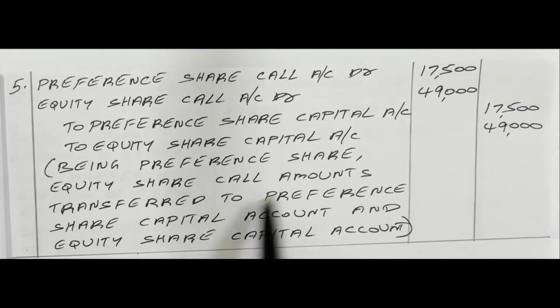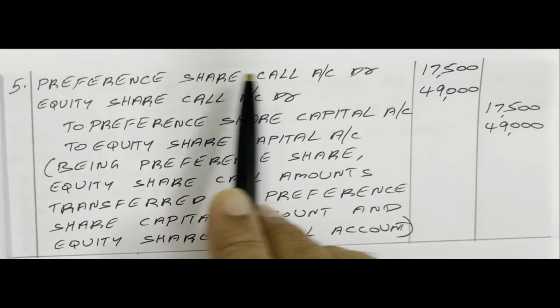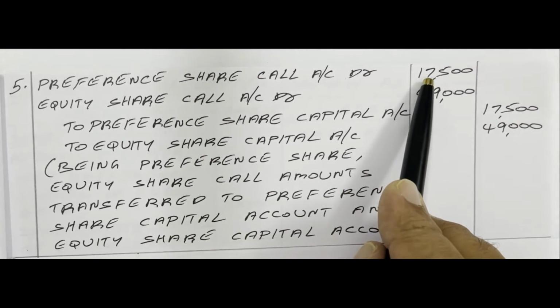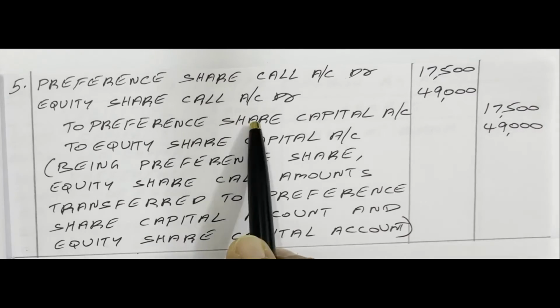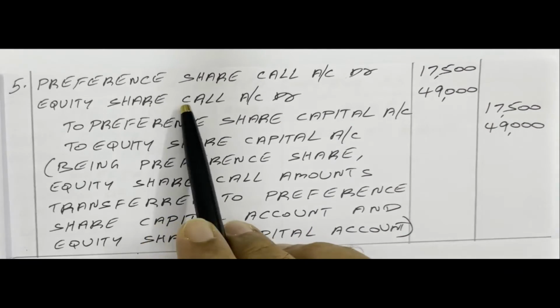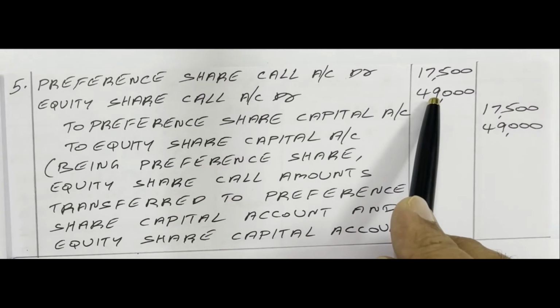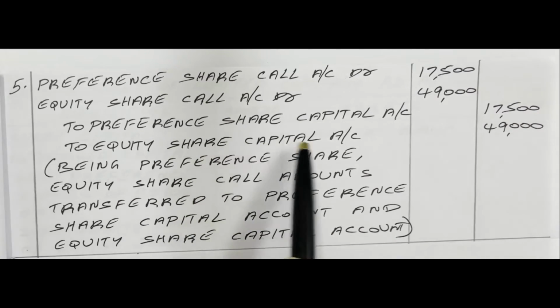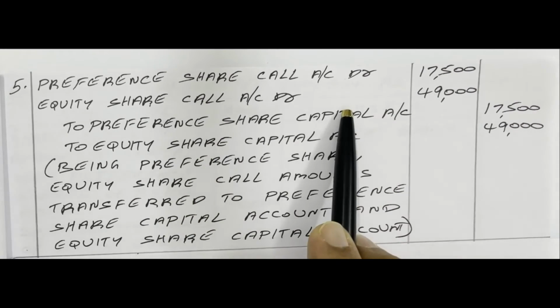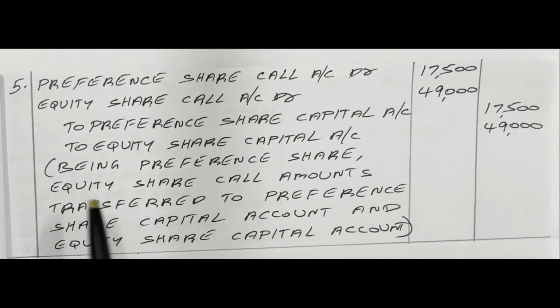Narration. Why are we writing this entry? Preference share call amount 17,500 we want to transfer to the preference share capital account. Equity share call amount 49,000 rupees we want to transfer to the equity share capital account. For that we are writing this entry. Mention that in the narration. Being preference share, equity share call amounts transferred to preference share capital account and equity share capital account.